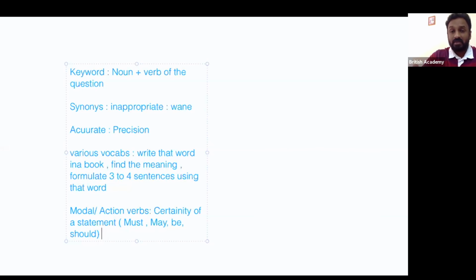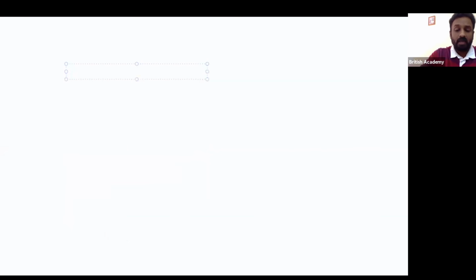Okay, so these are the techniques which you can use. Now, one more thing. Let's get back to OET Reading Part B. When you're doing this, understand this: read the question first.